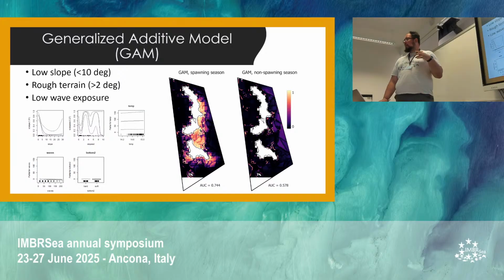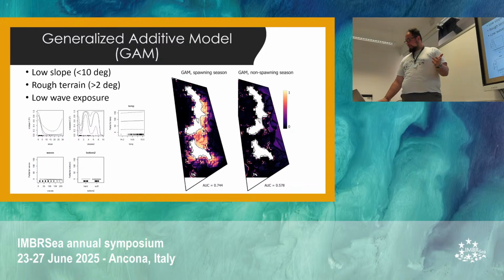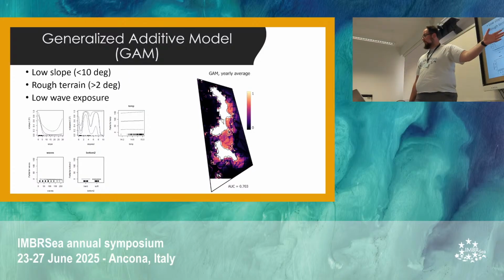And next, I integrated these two seasonal predictions together into a yearly average with a weighted average, where the weight was the length of each season in months. And here we have our first prediction of cuttlefish distribution by our first model.